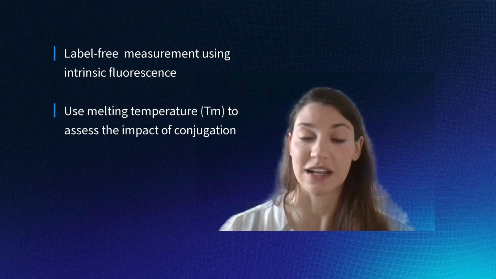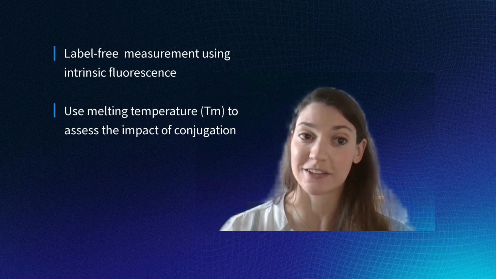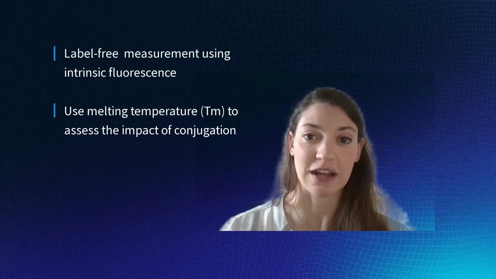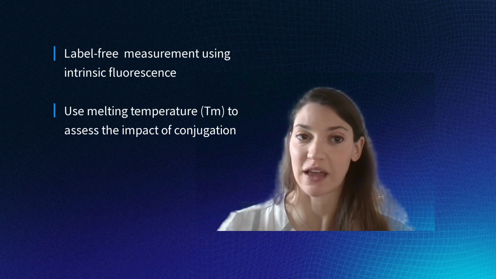And in doing so, we can identify melting temperatures, or TMs, associated with different domains of your ADC and compare these across candidates. The higher the TM, the more thermal stability a candidate has. This also gives us a way to quantify how the conjugation process affects thermal stability, which we'll look at now.